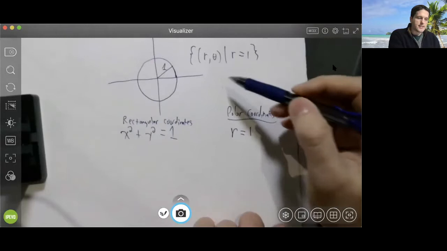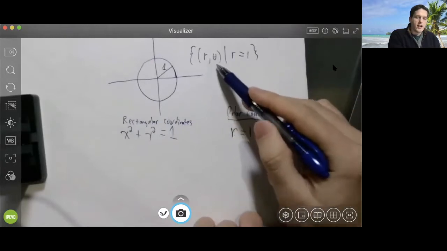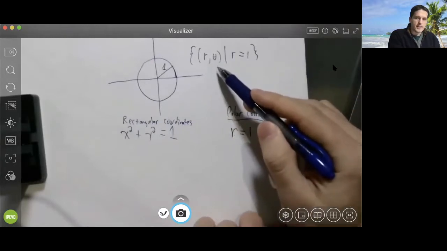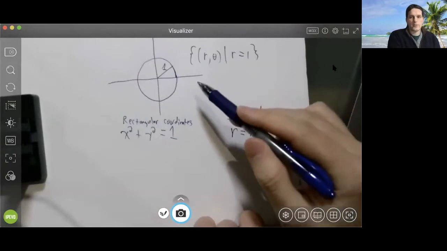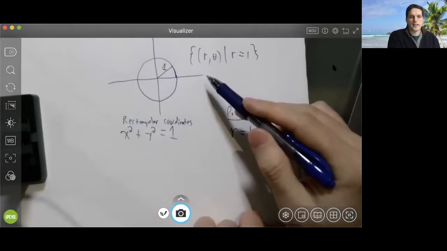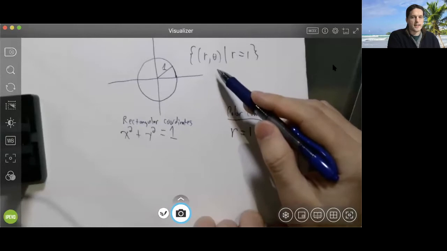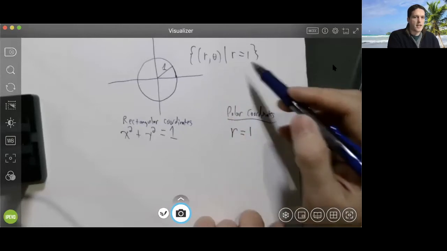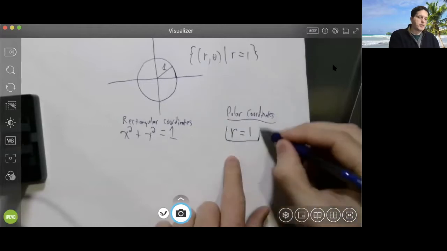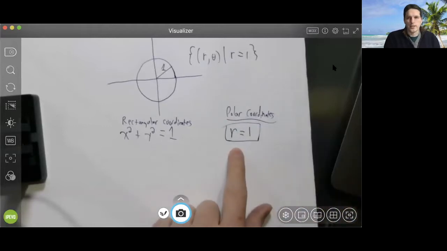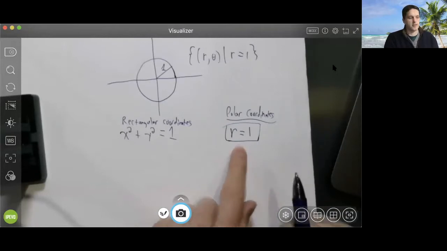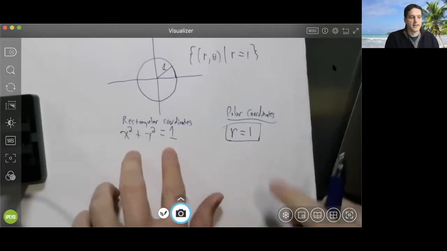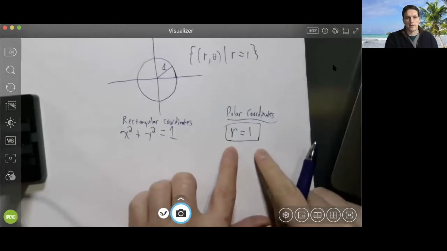This circle consists of all points whose polar coordinates r, theta have r equals 1. The equation of the circle using polar coordinates is just r equals 1. So this is a simpler way to describe a circle. This equation is sort of complicated. This is a very simple equation.